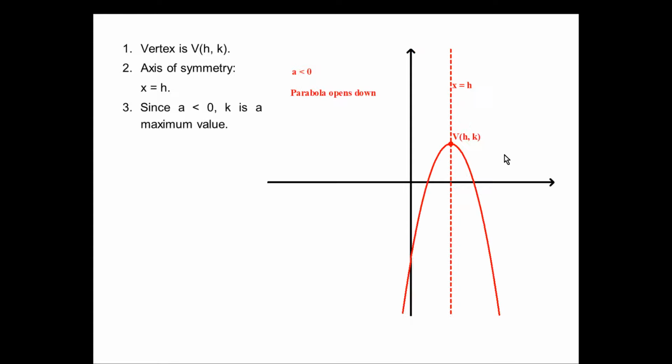If we flip it over, this one has a less than 0. So the coefficient of x squared is negative, so the parabola opens down. The vertex, again, is right here, and this time k is a maximum value. And again, x equals h, that dotted vertical line, is the axis of symmetry. Now x equals h is where the maximum occurs. K is what the maximum value is. Okay? So again, vertex at (h, k). I always label the vertex V as in vertex.